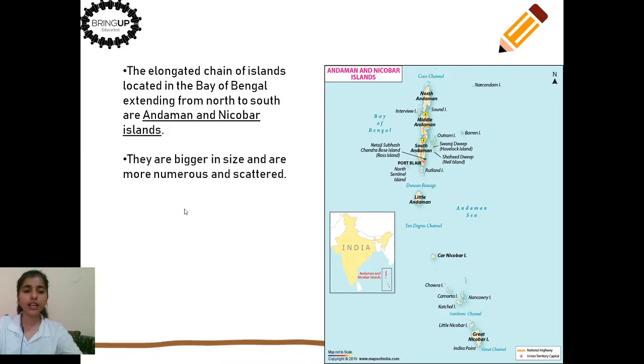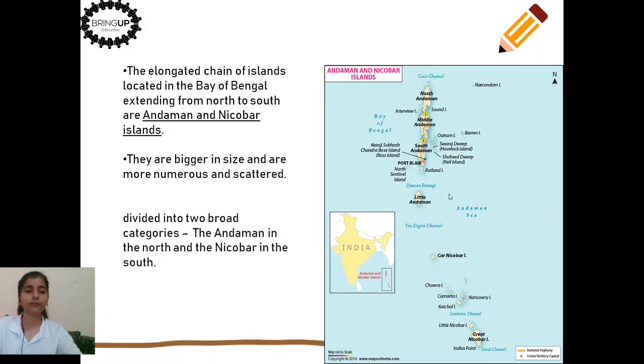They are bigger in size and are numerous and scattered. You can see clearly in the picture given that the Andaman and Nicobar Islands are bigger than the Lakshadweep Island and are very scattered and form a long chain. The entire group of islands is divided into two broad categories, the Andaman in the north and the Nicobar in the south. Okay, we have discussed all of this.